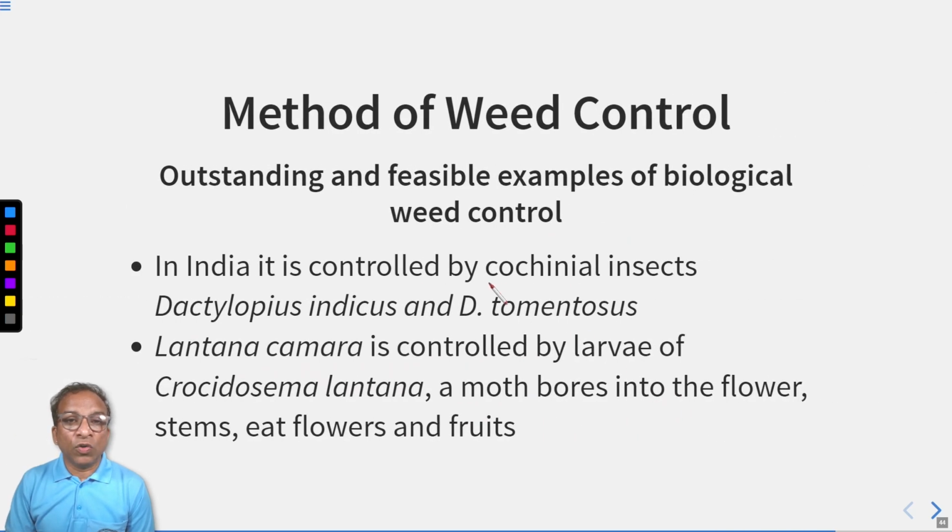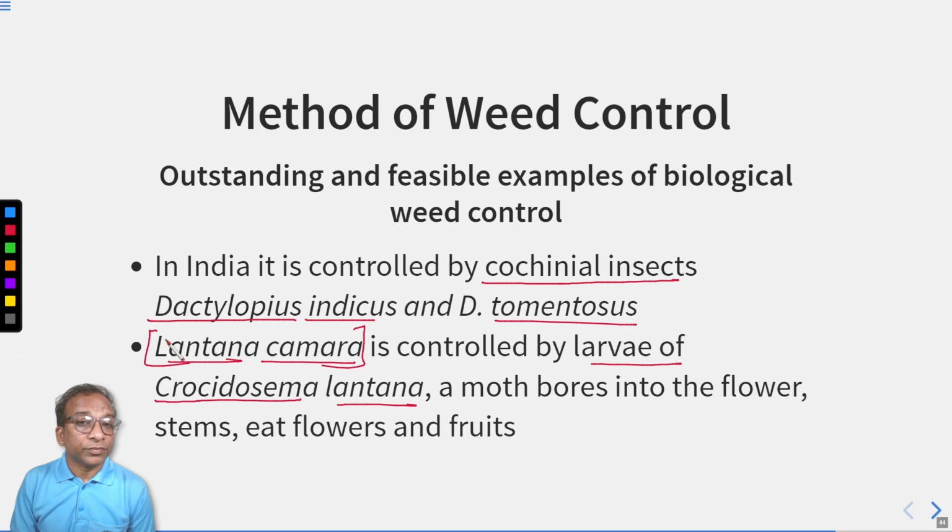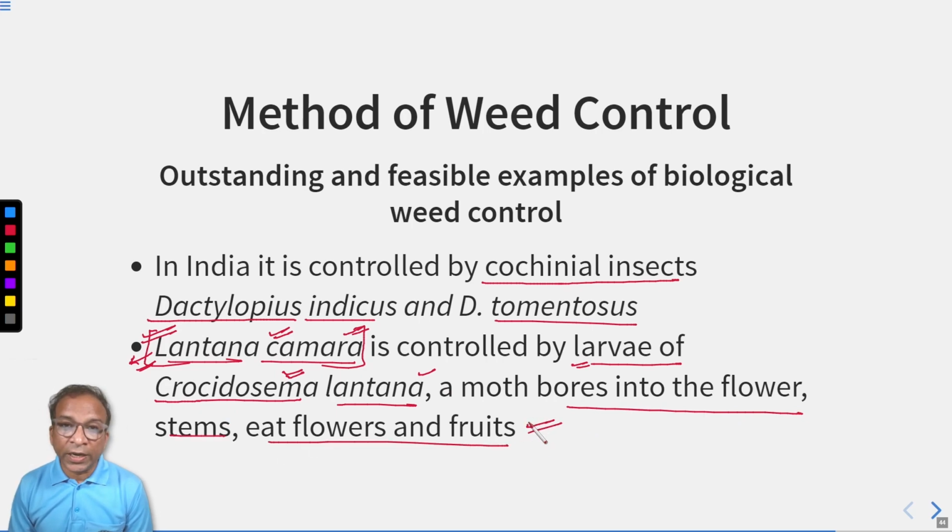In India, it is controlled by the coccinellid insects, Dactylopius indicus and Dactylopius tomentosus. Lantana camara is controlled by the larvae of Crocidosema lantana. So this is an exotic species, right? It came from another country, and it does not allow other plants to grow when these particular plants are growing. So these are the weeds, right? And it can be controlled by the larva of Crocidosema lantana, a moth borer in the flower stems that eats flowers and fruits. So the plant ultimately dies.